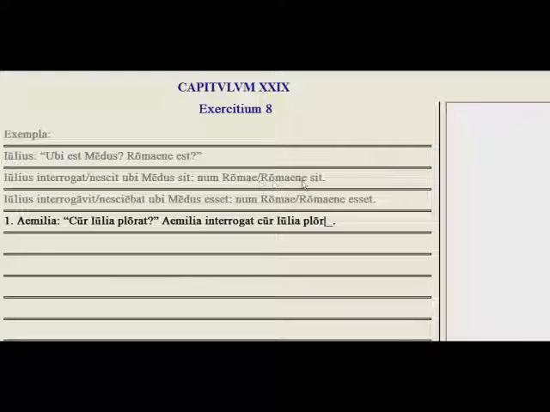Num Romae sit, whether he's in Rome or if he is in Rome. Julius asked or didn't know where Medus was. So here we have the imperfect subjunctive. Here we have present question, present subjunctive, past question, past subjunctive. And again, imperfect subjunctive here. So, Aemilia, cur Julia plorat? Why is Julia crying? Julia in the present asks, why is Julia crying? Here we get the present subjunctive, from plorare, so we get ploret.